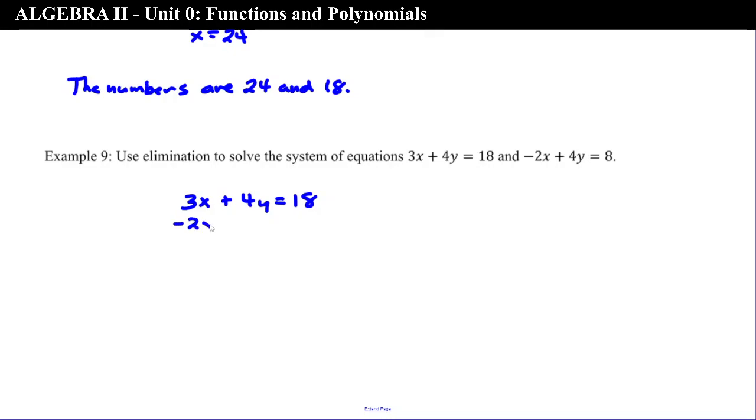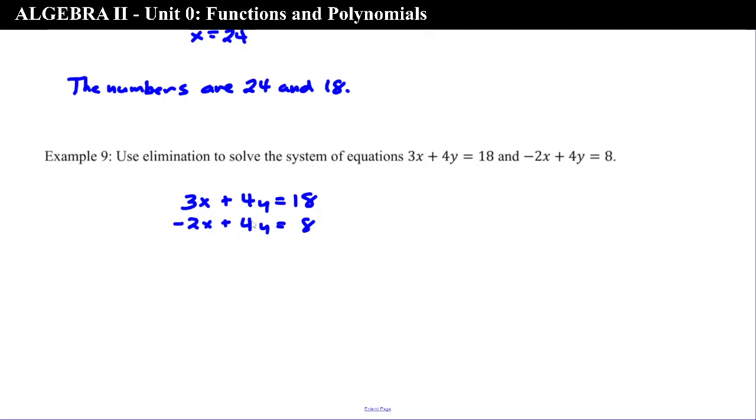And we've got negative 2x plus 4y equals 8. All right. Well, if we add these equations, it doesn't really get us anywhere, because even though we have 2 4's in front of the y's, they're both plus. And if we were to add these equations together, we would just get 8y for this. We'd have something with x as well. In fact, it'd be just x. So it doesn't really get us anywhere.